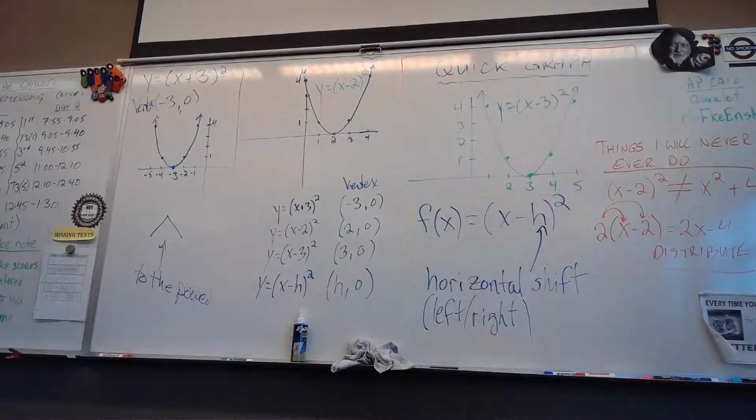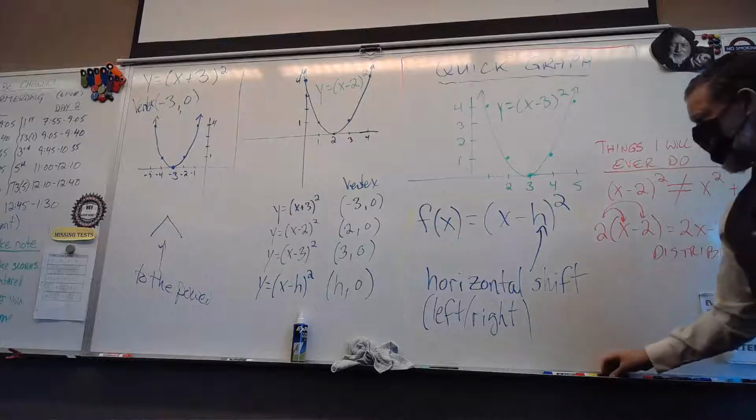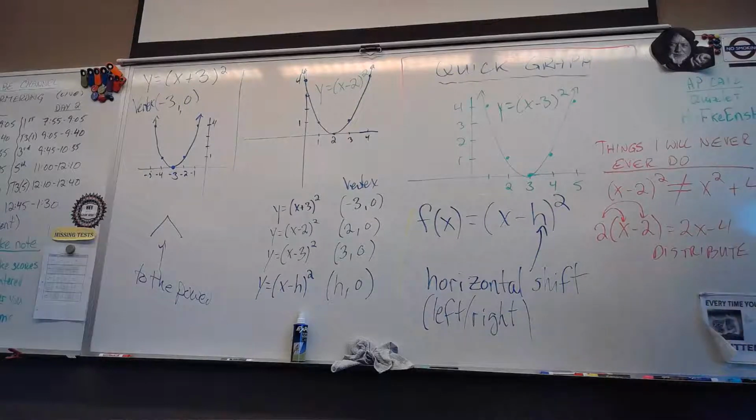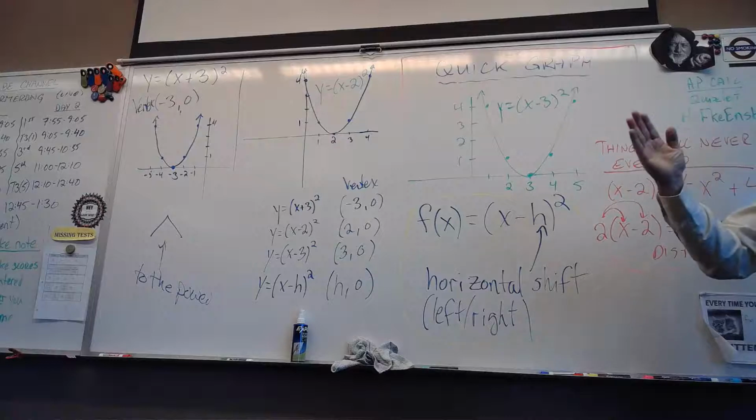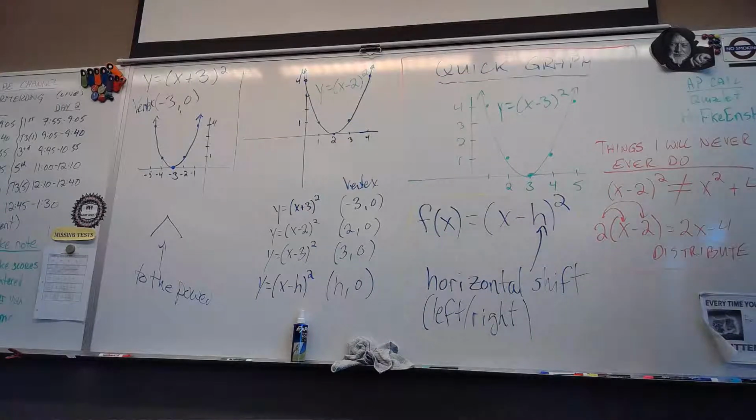This is the key idea for today: we can horizontally shift a parabola by just changing that value of h and moving it left and right on our graph. And if we know what h is, we know where the vertex is.